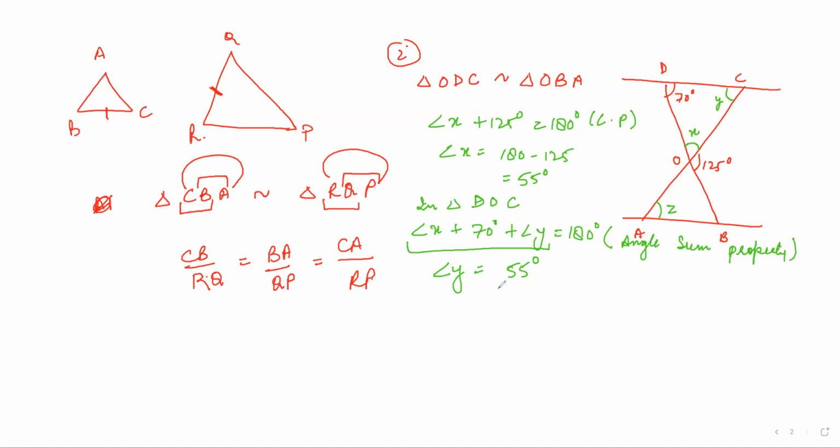See, if it was given in the question that DC is parallel to AB, then it would be so simple that angle Y is equal to angle Z, alternate interior angles, right? But this is not given. Something else is given. Make use of it.